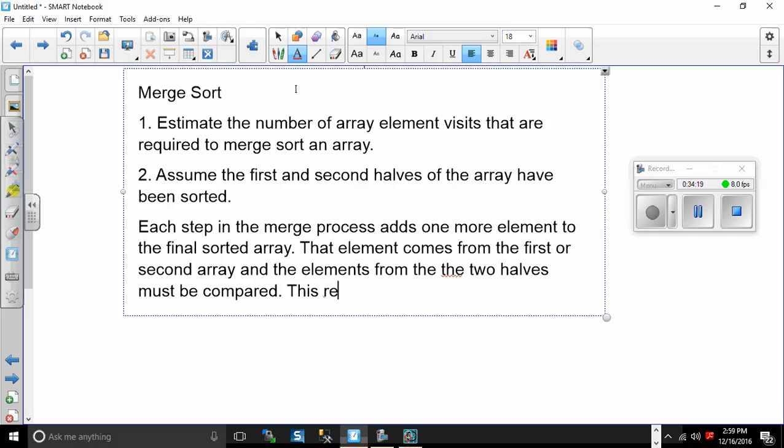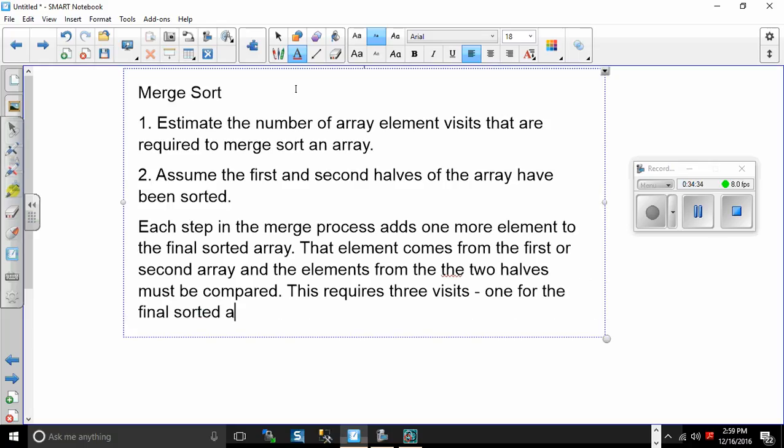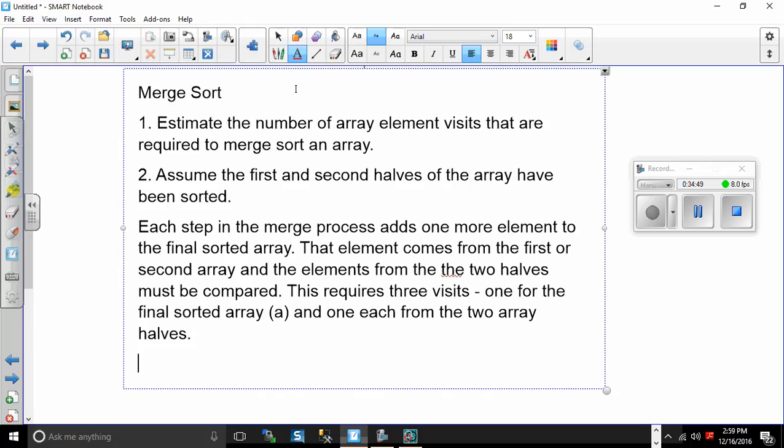This requires 3 visits. One for the final sorted array, which we call A, and one each from the 2 array halves. This is 3n visits. So for an array of size n, this is 3n visits total. All right.